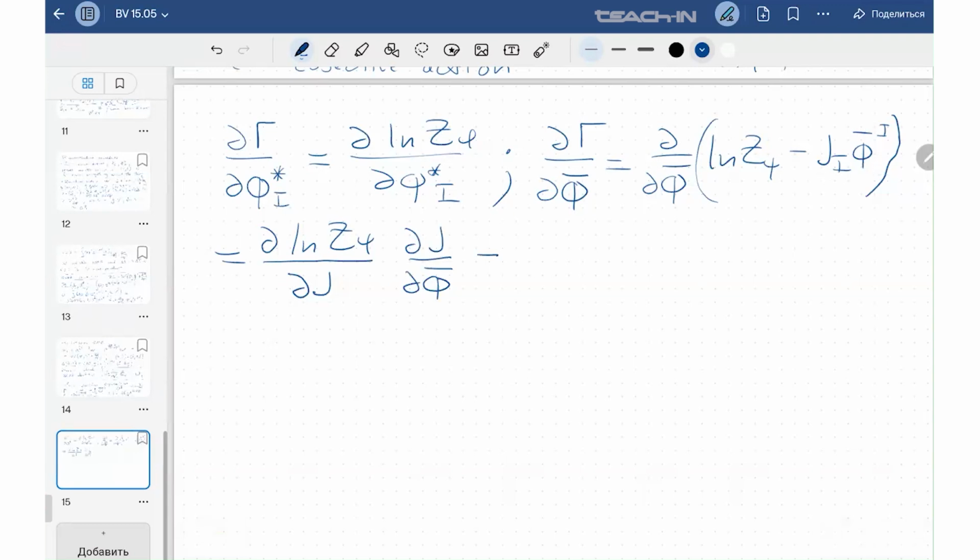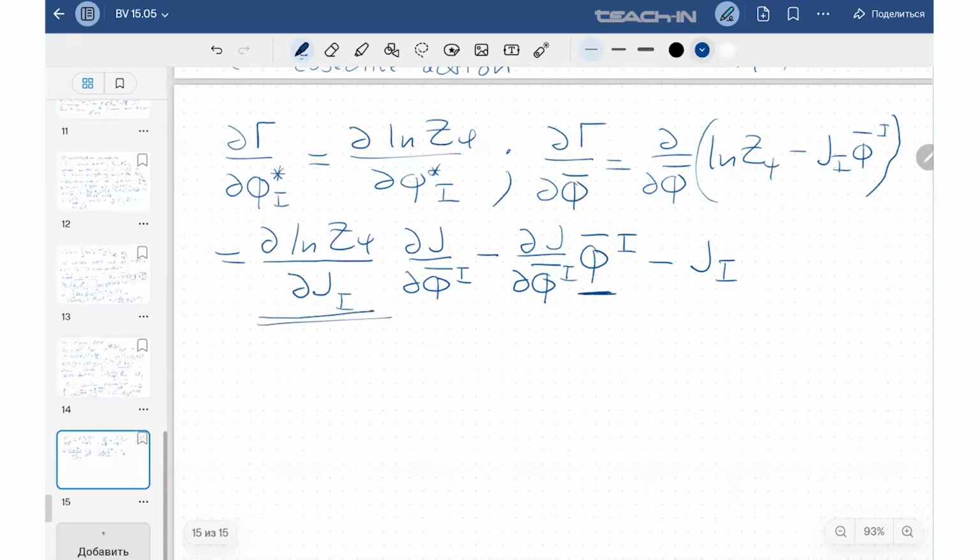There are two contributions. One is when j is itself, because we changed variables, a function of φ* and φ̄. So we get here dj over dφ̄ times φ̄. I think this is correct here. And then there is a second term, which is just j_I. But then you see that φ̄ is by definition the derivative of log of Z_ψ over dj. So the first two terms cancel, and we get minus j_I, of course, expressed in terms of φ*, and φ̄.